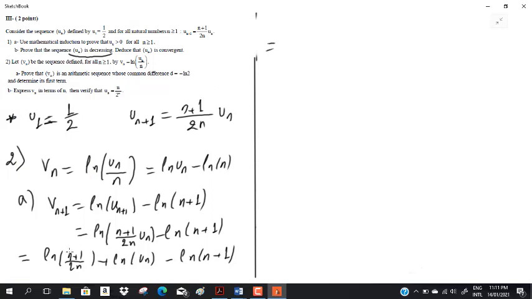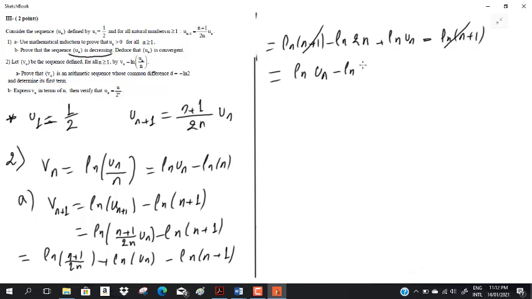Logarithm of a over b equal logarithm of a minus logarithm of b, so we get logarithm of un plus logarithm of n plus 1 minus logarithm of 2n minus logarithm of n plus 1. Plus logarithm of n plus 1 minus logarithm of n plus 1 vanishes, and the answer is logarithm of un minus logarithm of 2n.